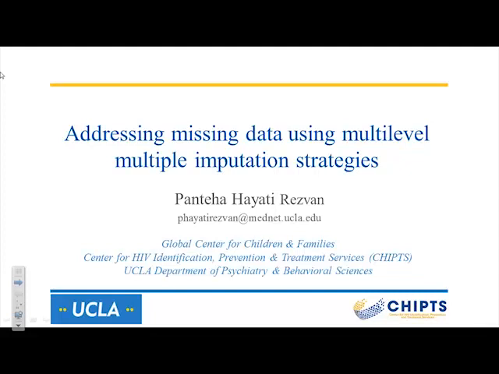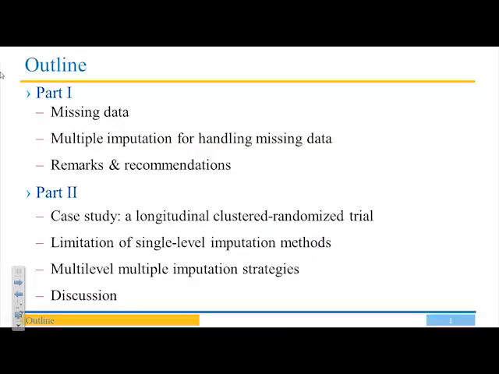Hi everyone, thanks for coming to this seminar. Today I'm going to talk about addressing missing data using multiple imputation in a study with multi-level data structure. In the first part of my presentation, I'm going to briefly talk about missing data in medical research. And then I'll talk briefly about multiple imputation, which is a statistical approach for handling missing data.